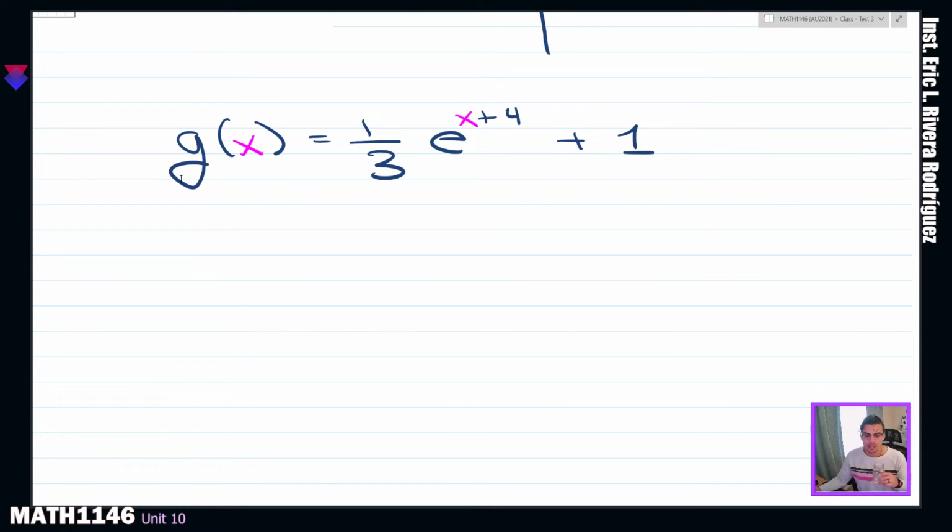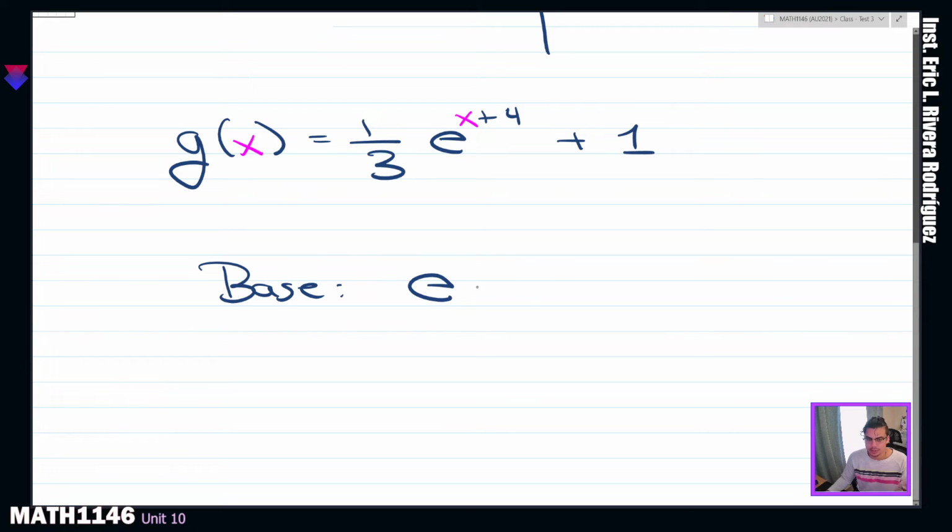All right. But let's go back here. What is the base of this exponential function? The base value. So that means the question is, what is the value of a in this situation? It is e. Okay. So the base here is the value of e.